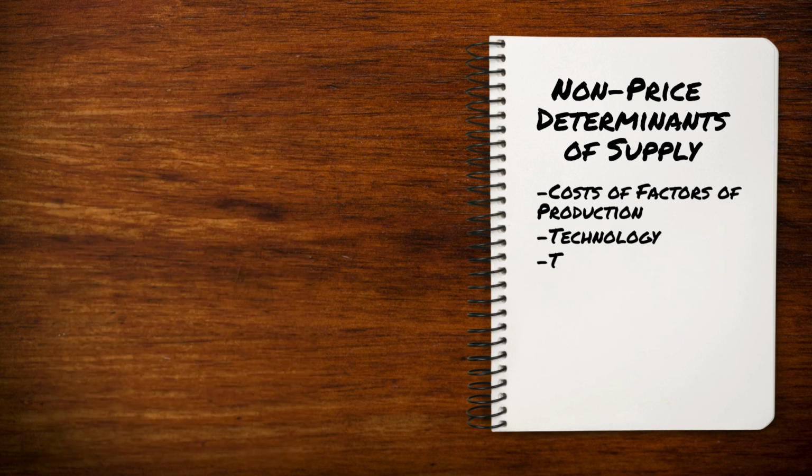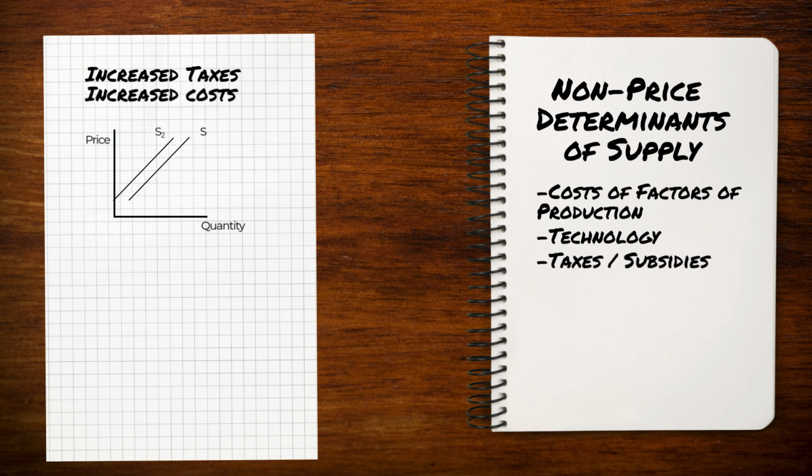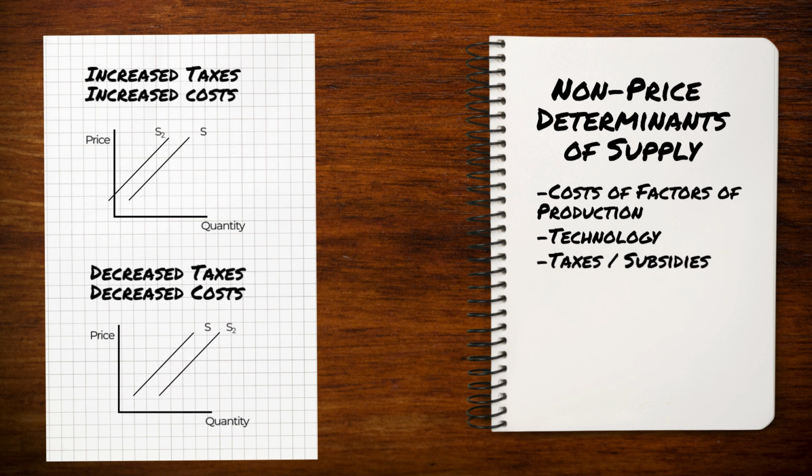Even though firms pay taxes after the production is already finished, they still consider it to be a cost of production. Because of this, taxes have the same effect as changes in the cost of factors of production. So again, if the tax is increased, costs increase. So now the firm will supply less for the same price, shifting the supply curve to the left. And if the tax decreases, costs decrease, making production cheaper, allowing the firm to supply more at the same price, shifting the supply curve to the right.